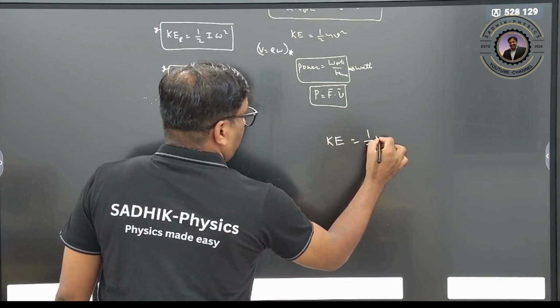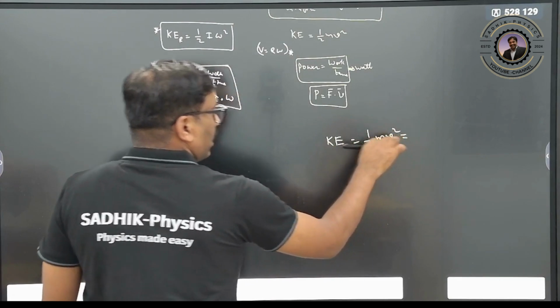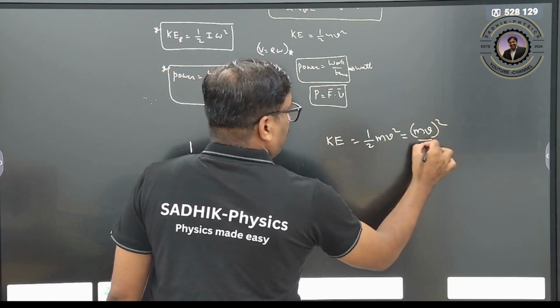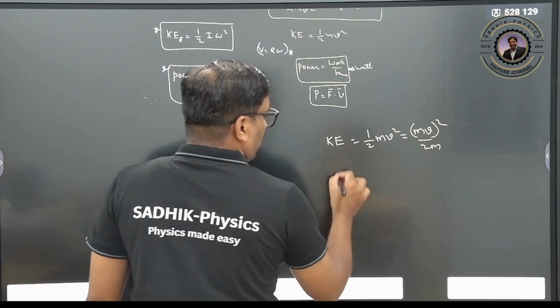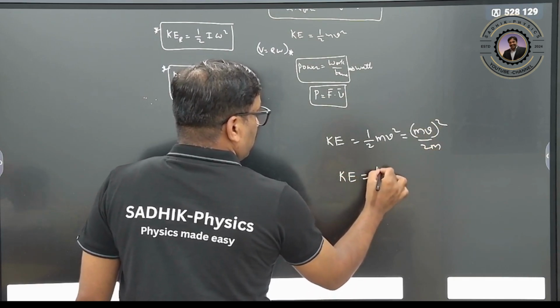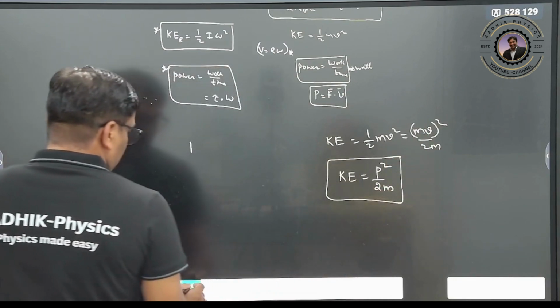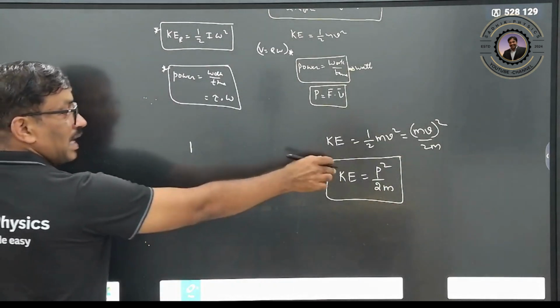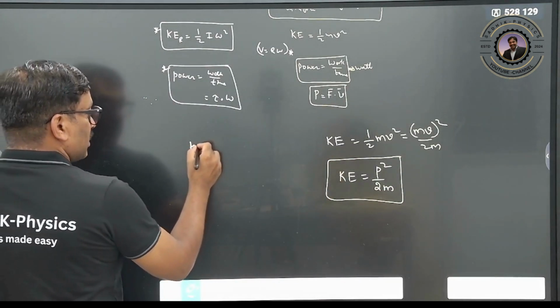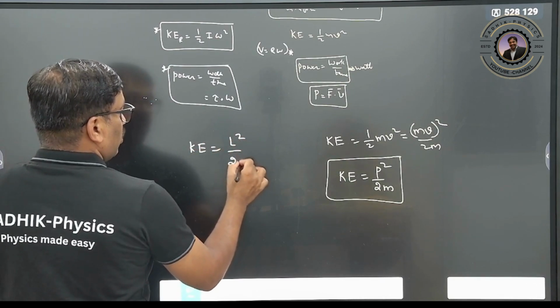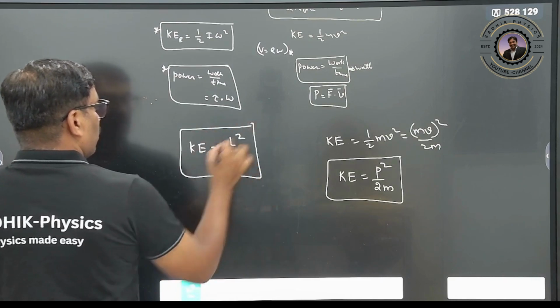That is half mv square. So I can multiply m and divide by m, therefore mv whole square by 2m. Therefore what you can write now, kinetic energy will be equal to p square by 2m. Clear? Similarly, this is translational kinetic energy. Here rotational kinetic energy, what you can write now? Therefore it will be L square by 2I, your rotational kinetic energy.